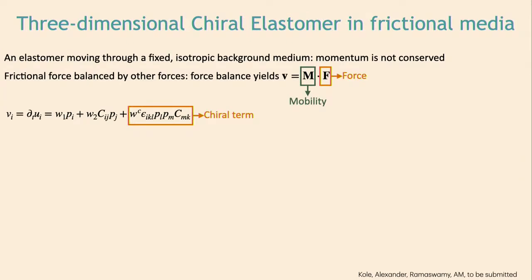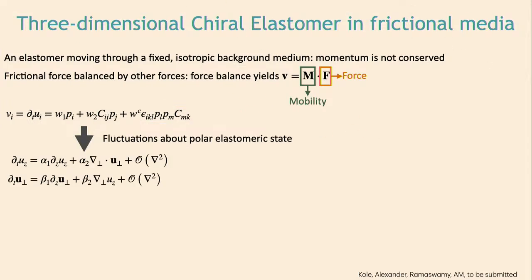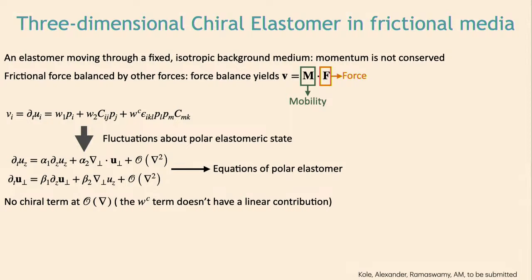So now let me consider a liquid crystalline elastomer moving in a three-dimensional external medium. Okay, so it's a frictional medium. A liquid crystalline elastomer is trying to move through that. So I can write down the hydrodynamic equations for this case, basically to first order in gradients. I can construct a velocity. It turns out that this chiral term here actually does not contribute in the elastomeric state. So I get back the equations of the driven solid I flashed at the beginning of my talk. Okay?